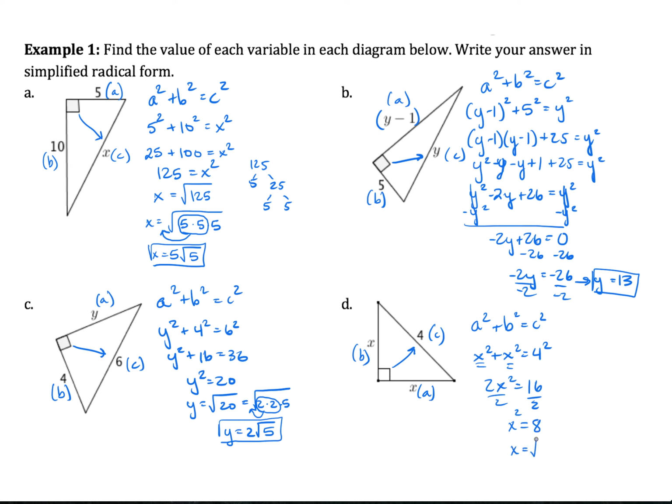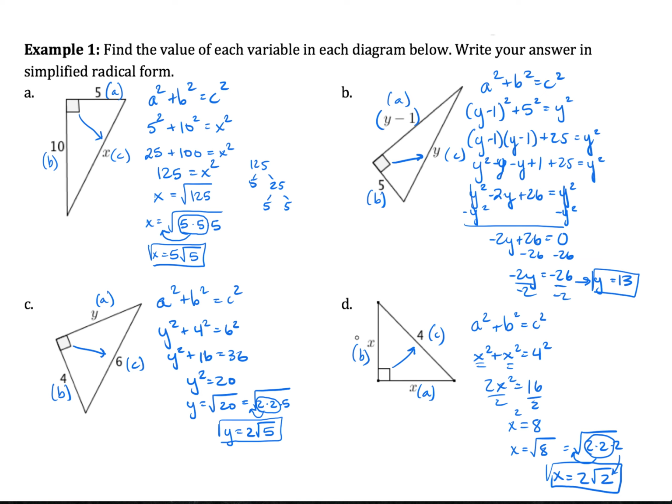So x is equal to the square root of 8. And the square root of 8 is the square root of 2 times 2 times 2. So these two 2's will come outside as a single 2, and our value of x will be 2 times the square root of 2. So x equals 2 root 2 is our answer to letter D.